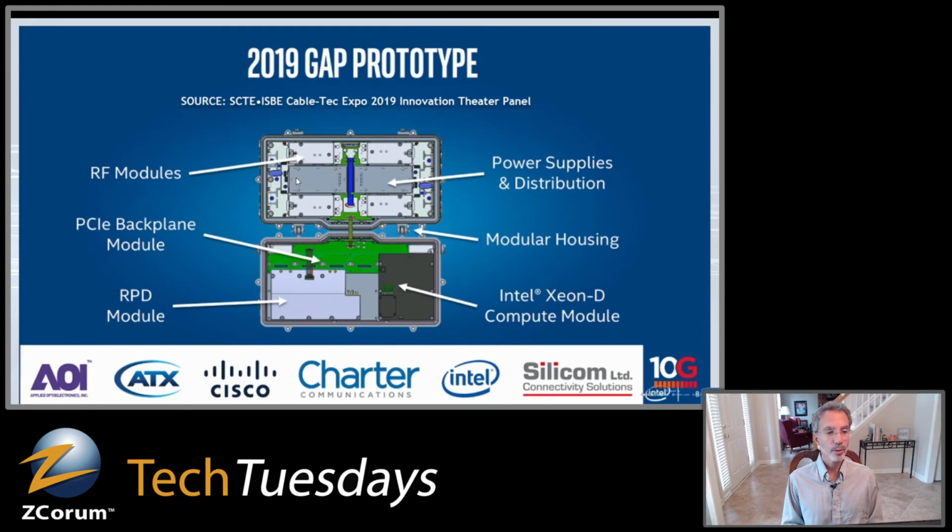So you can see here the way that it's set up, in this case, they've got the RPD module for the remote PHY, and you've got your backplane in there. At the top, you've got the power supplies, distribution, and some modules there. And then you've got your compute module down at the bottom, the Intel compute module in this particular prototype that they built.